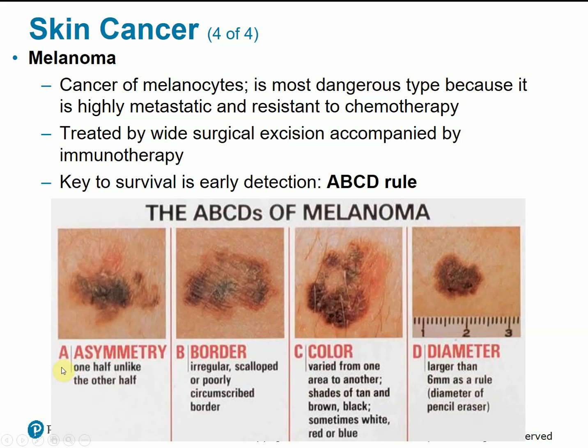So A is for asymmetry. Is the mole symmetrical or is it asymmetrical? Most healthy moles and freckles will be near perfect little circles. Right? They won't have odd shapes to them. B is for the border, so the outline of the mole. Again, normally your healthy freckles and moles would have a smooth margin or a smooth border. In melanoma, it's a more jagged, irregularly shaped outline.